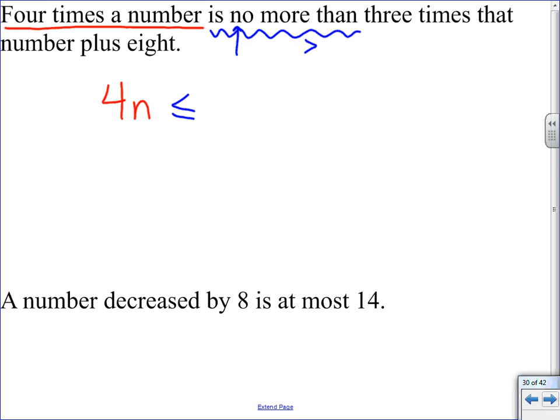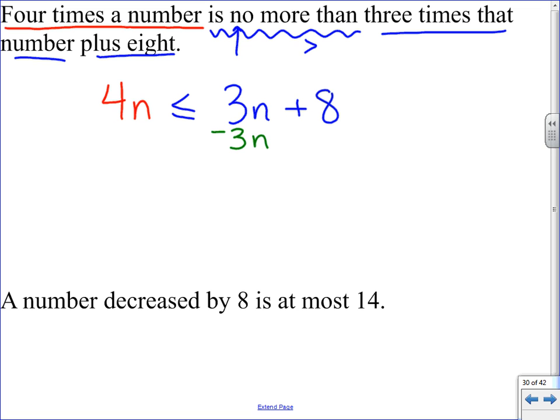So 4 times a number is no more than 3 times that number. So that's telling me I need to use the same variable again. 3 times that number plus 8. This inequality seems a little bit tougher to solve, but it's still going to be one step. We need to make sure to get all the n's on one side of the equation, so we can subtract 3n from both sides. And the nice thing is that 4n minus 3n is just n. So there's our answer. n is less than or equal to 8.